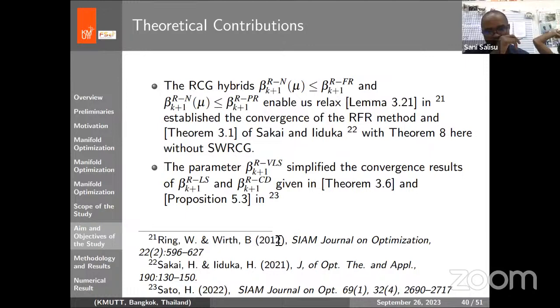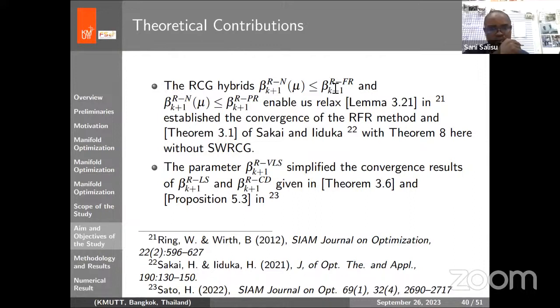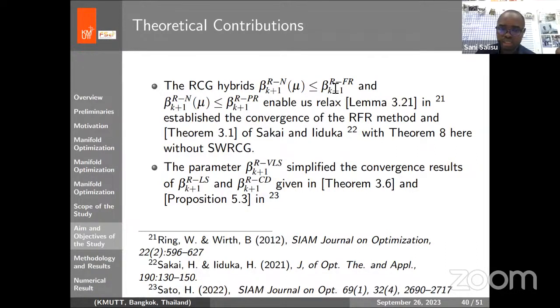Based on what we have here, if we define our beta k with this structure, we can actually have the sufficient descent of FR without actually using line search. So this is where the relaxation comes in. Without using line search? Yes. Oh, that's really a great improvement. Thank you for the clarification. That's all for me. Thank you.